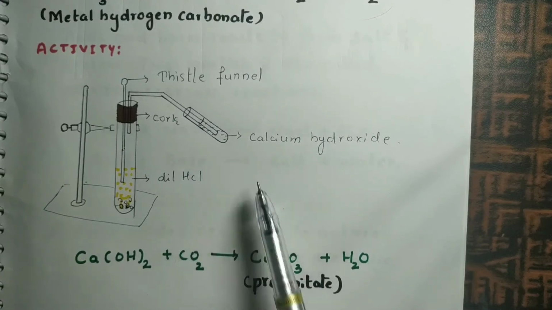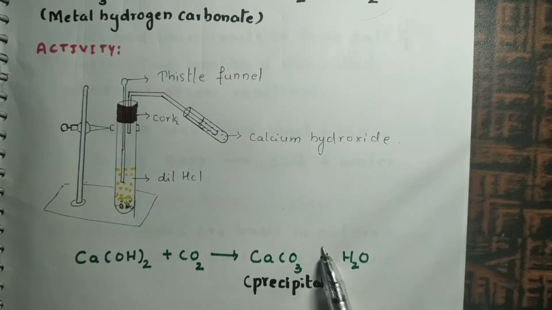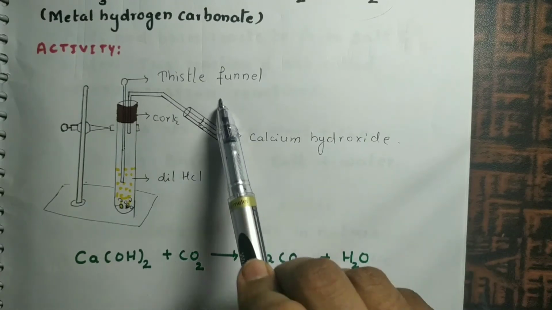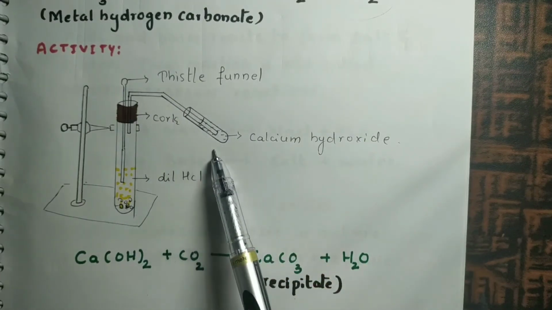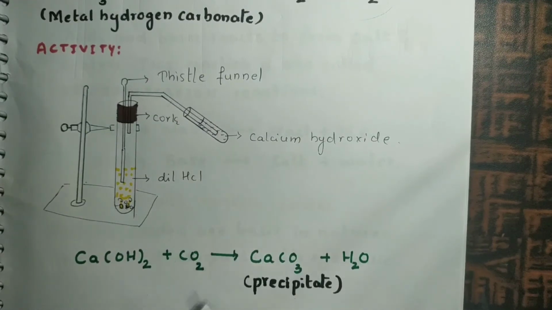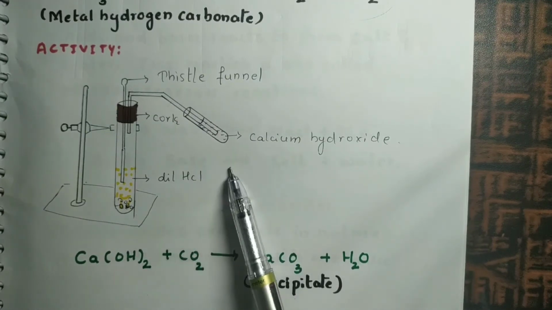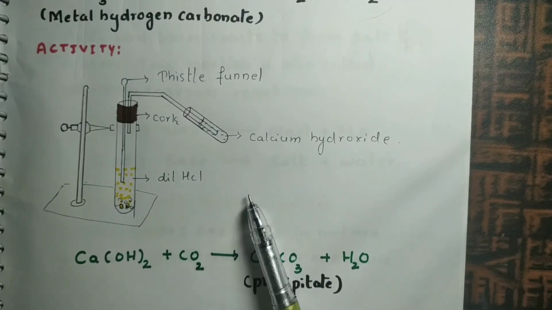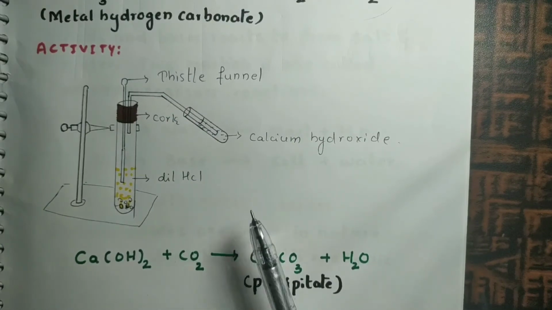So what happens after the reaction? The precipitate will become white, and due to this precipitate the whole solution in the test tube will turn into a milky liquid. So that is the identification of calcium carbonate, and it is the confirmation test for the release of carbon dioxide gas.